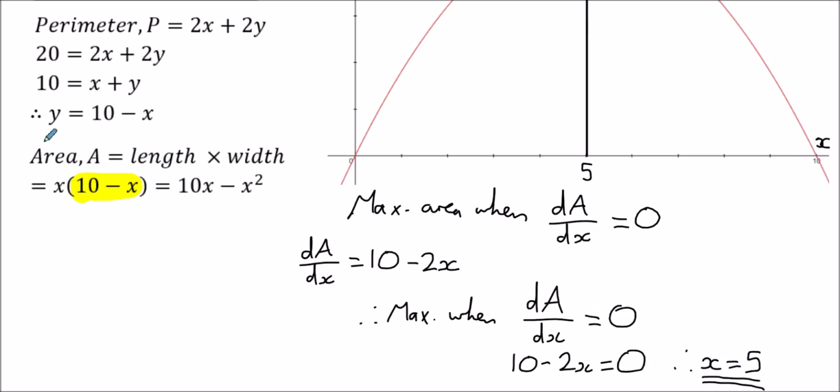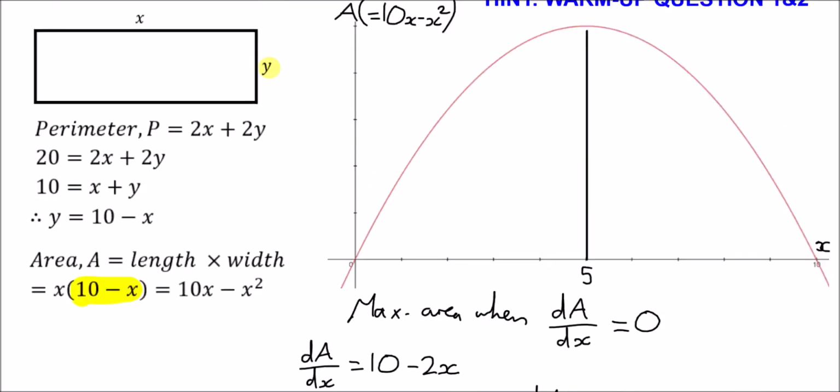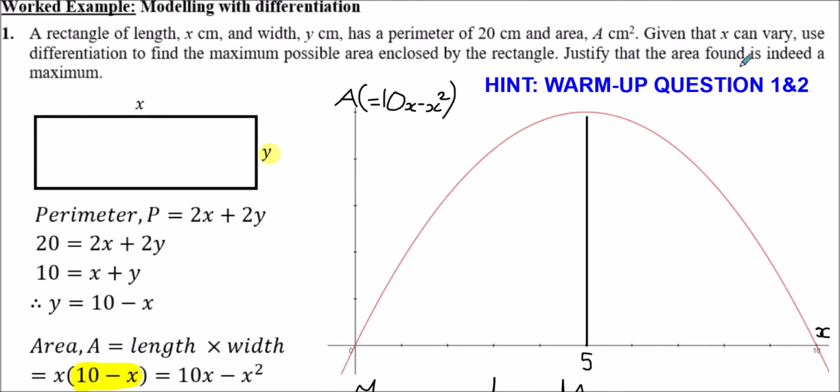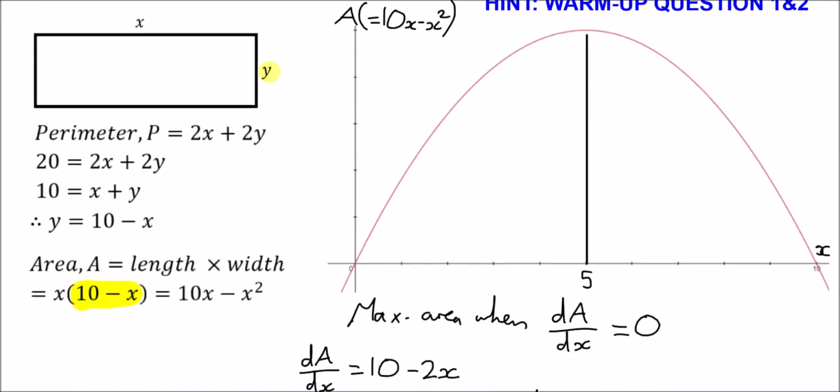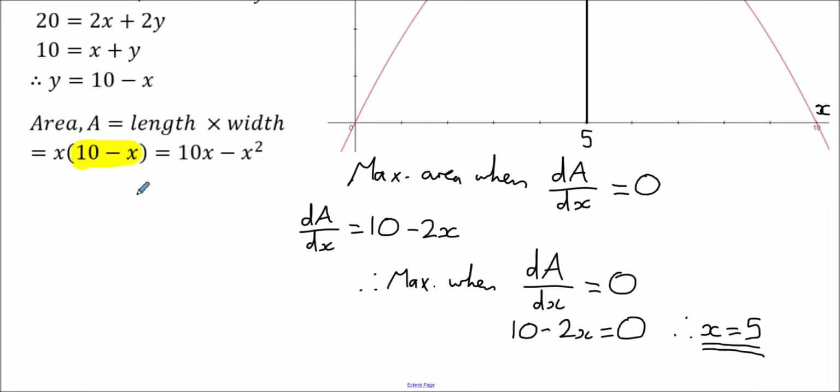Now, getting back to this question, we want to justify that the area found is a maximum. So we know for definite when the gradient is 0, it's going to be a turning point. So it's going to be a maximum or minimum, we'd imagine. But can we prove that it's a maximum? This is where we're going to go back to the second order derivative. Like I mentioned before, when the second order derivative at a given point is less than 0, that proves the stationary point is a maximum.